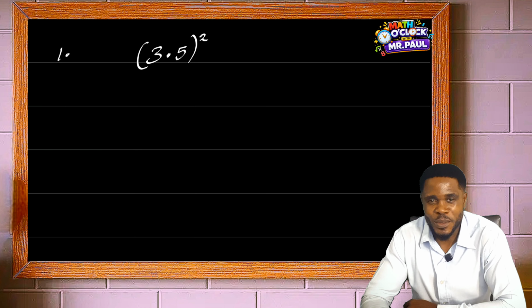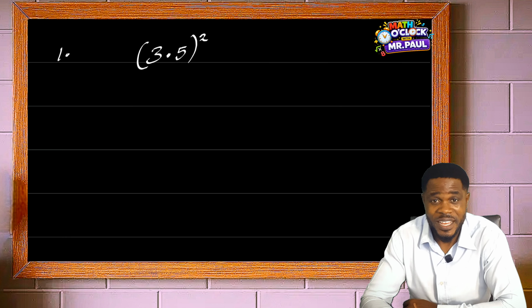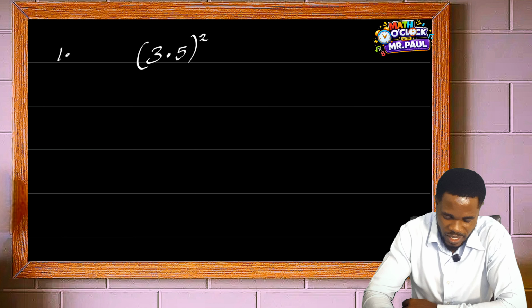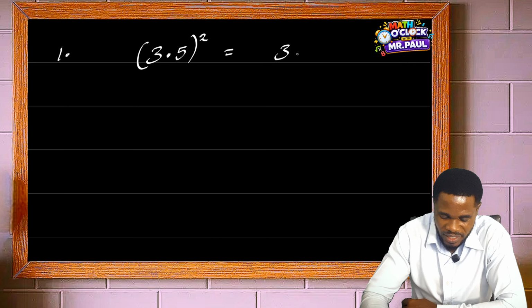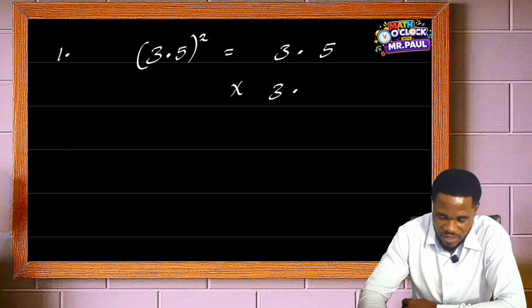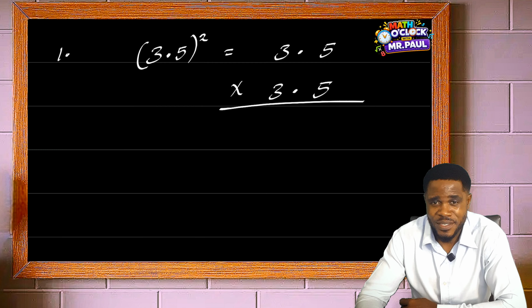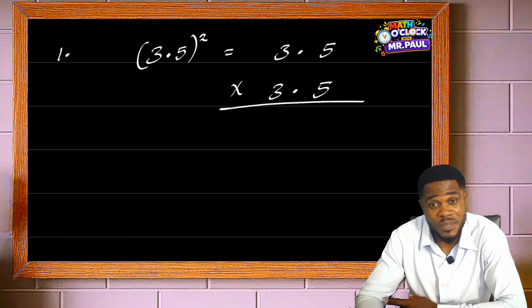If you have a decimal number, all you just need to do is multiply the decimals as though they are whole numbers. How do we mean? We have 3.5 squared. This therefore is 3.5 times 3.5. Go ahead and multiply it as though both of them are whole numbers. You arrange them as though they are whole numbers and multiply it that same way.